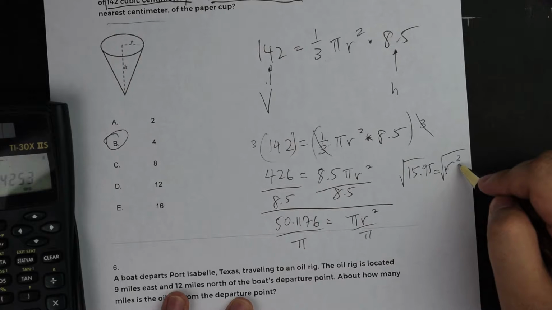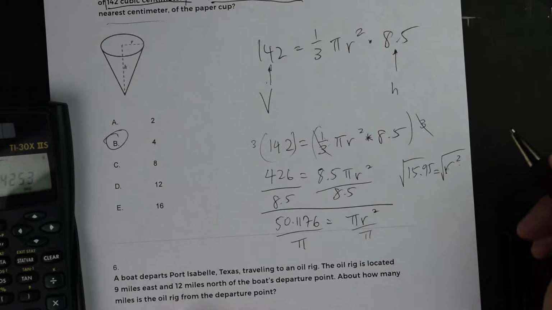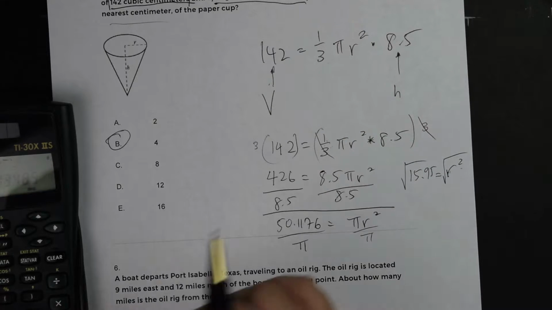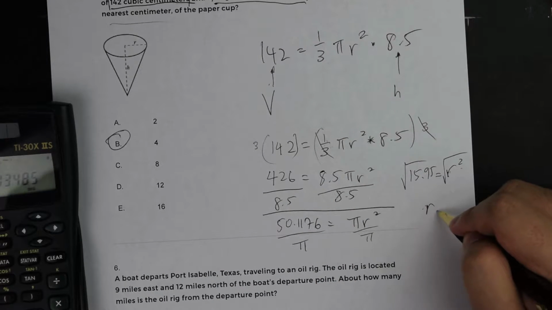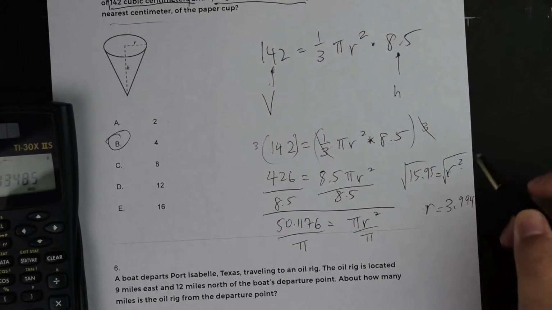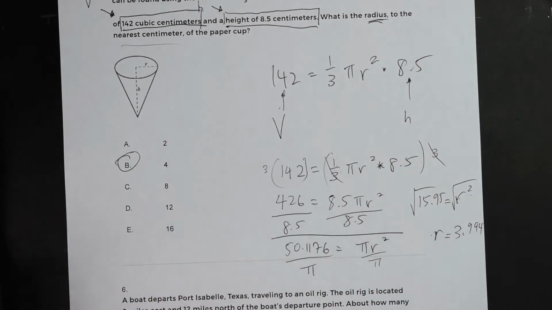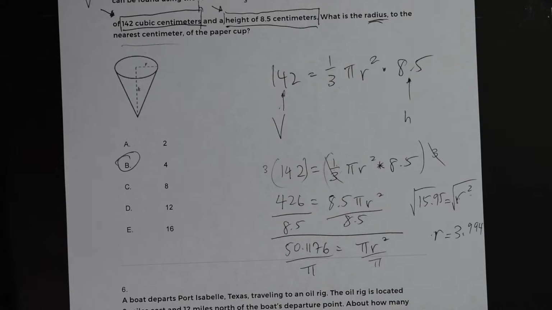Be careful, we're not solving for r squared, we're solving for r. And so I square rooted that value that we just got, and then I got something like r equals 3.994. But because the question asked me for the nearest centimeter, I ended up just rounding it up, and thus how I was able to get B as my final answer for number 5, which is 4. And that concludes my explanation for this question.